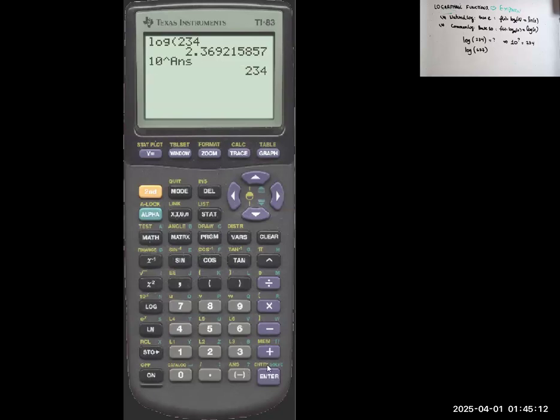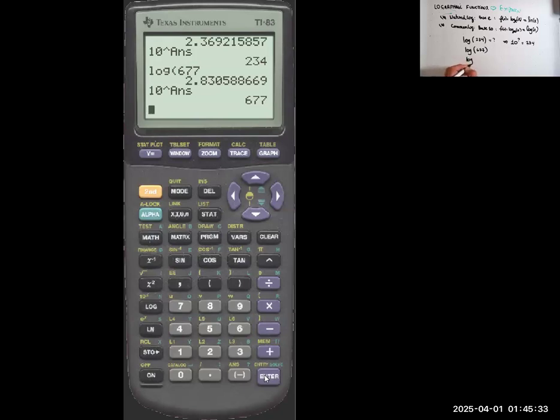Of course, you just simply do log of 677. That will be the exponent of what? Of 10 raised to that answer. Better be 677. Voila.